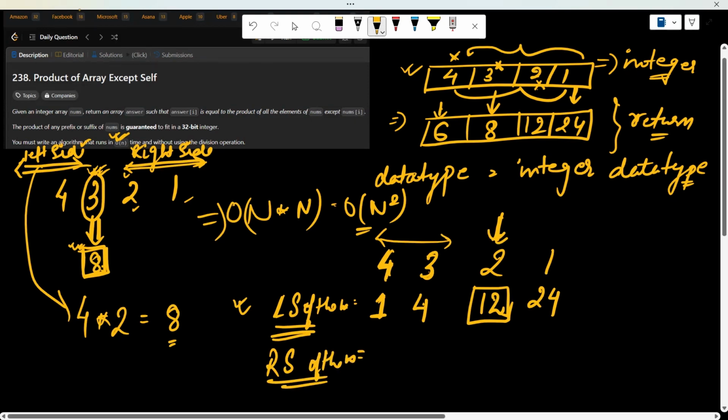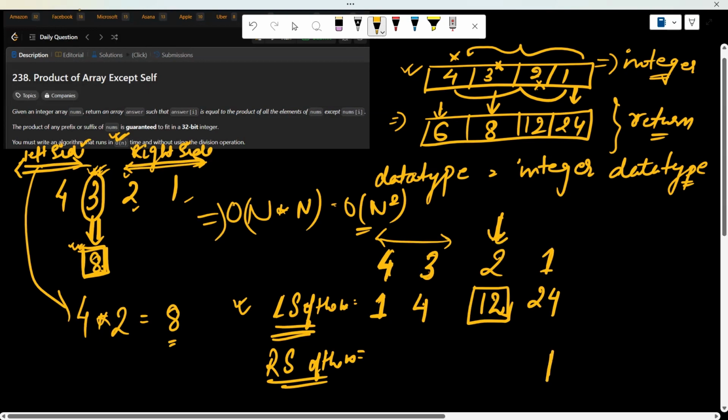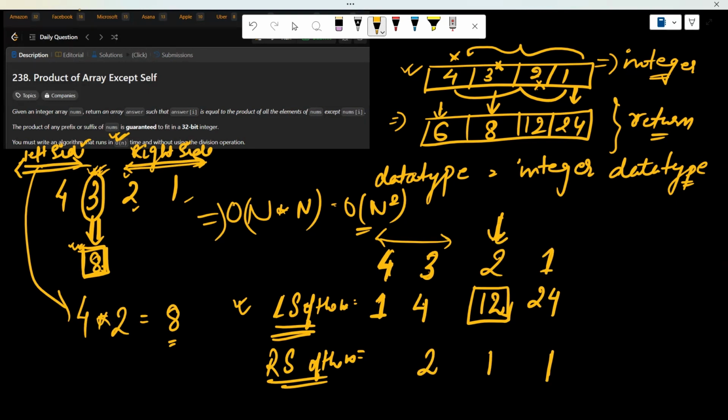If we do so, we have to start from the right hand side. For this number, there is no number in the right hand side, so we will keep 1. For this number, there is only one number, that is 1 into 1, we will write 1. For this number, 1 into 2, 2. For this number, it will be 2 into 3, 6.